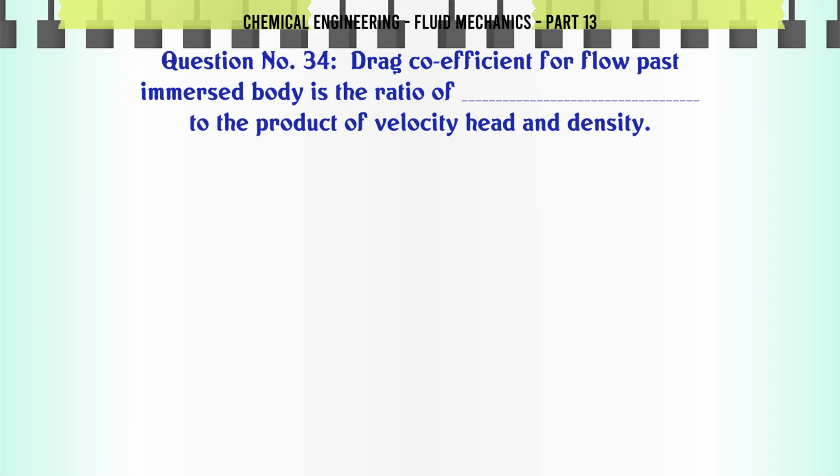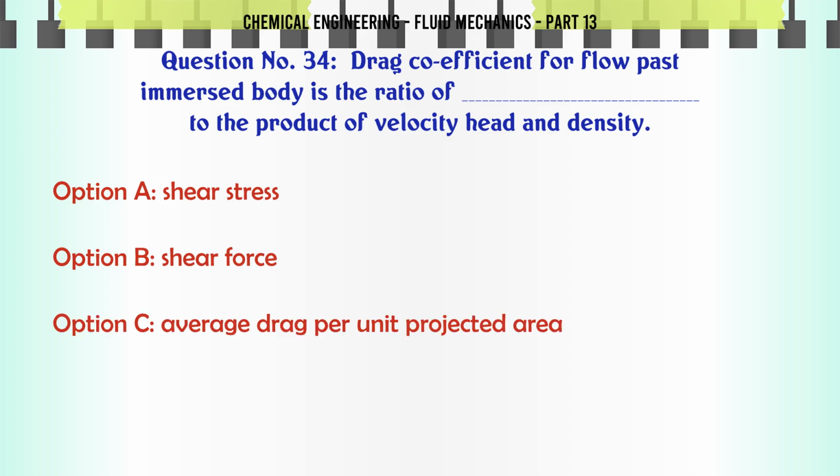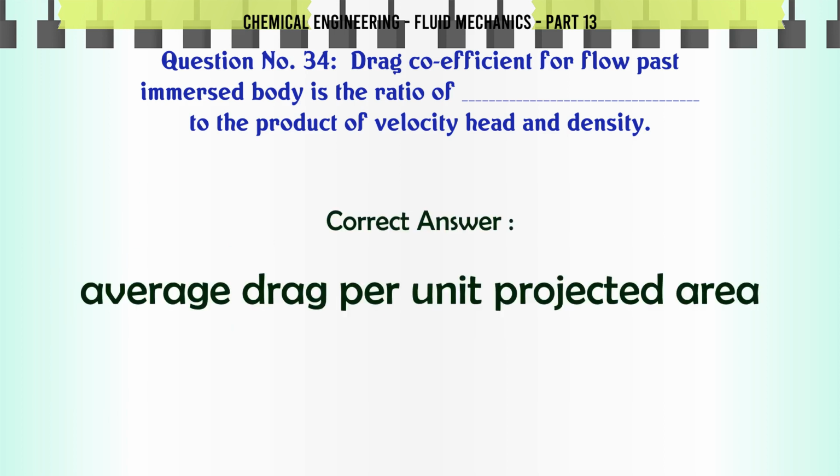Drag coefficient for flow past immersed body is the ratio of ___ to the product of velocity head and density. A. Shear stress. B. Shear force. C. Average drag per unit projected area. D. None of these. The correct answer is average drag per unit projected area.